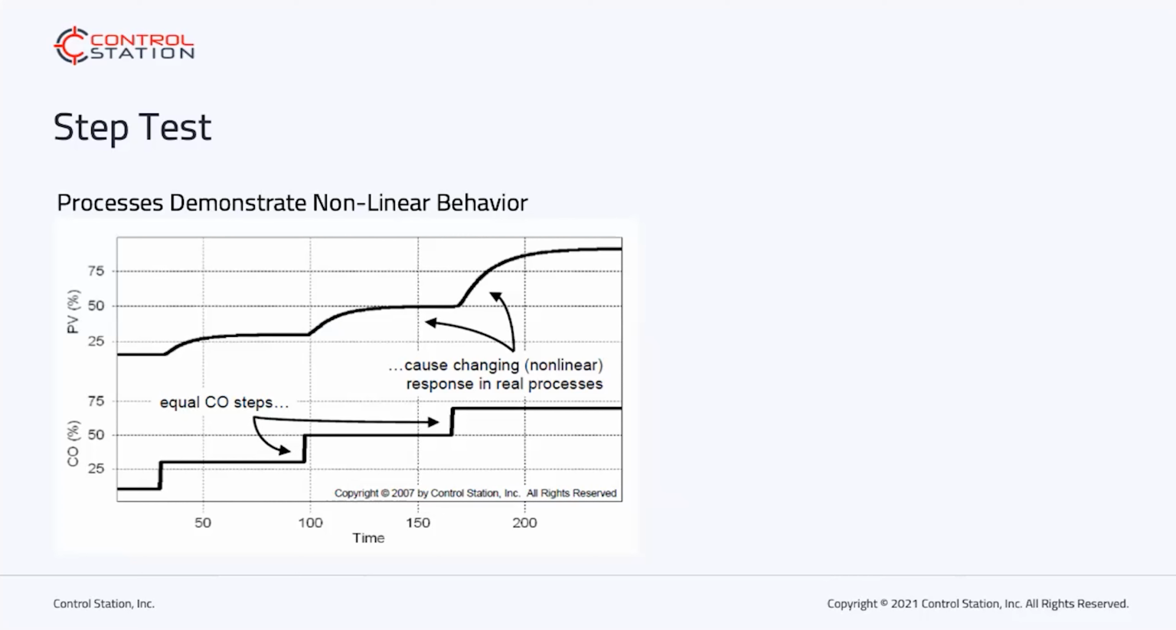So if you get a response like this, there are two options. You can either do a big step test and use the same parameters for the entire range. This might not yield a good set of parameters. Alternatively, you can do several step tests as depicted and find different parameters for different areas of the range you want to control. And this is called gain scheduling.